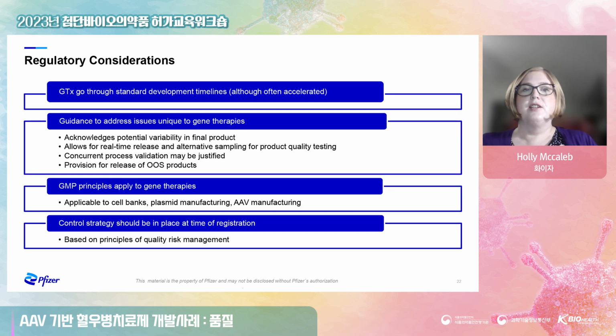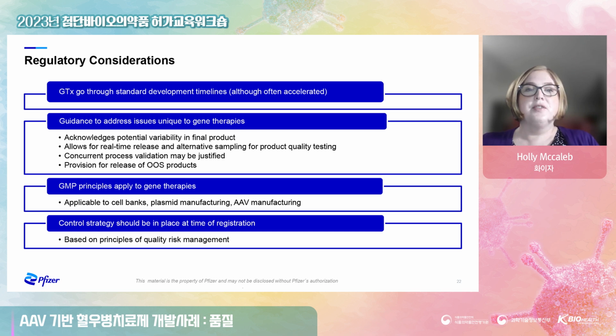Key regulatory considerations include: first, gene therapies go through standard development timelines, although they are often accelerated. Second, there are guidance documents to address issues unique to gene therapies, such as potential variability in the final product, real-time release and alternative sampling strategies to take material limitations into account, concurrent process validation, and provisions for release of material that is out of specification, or OOS.